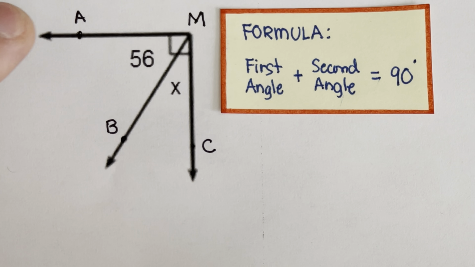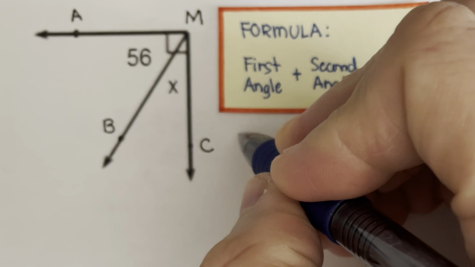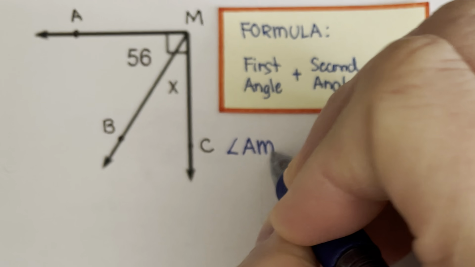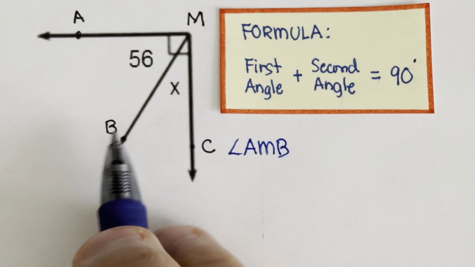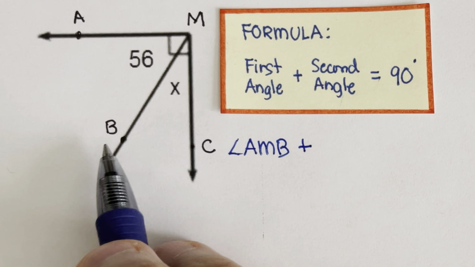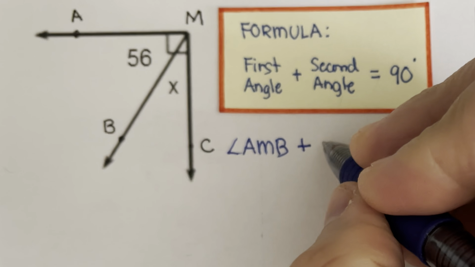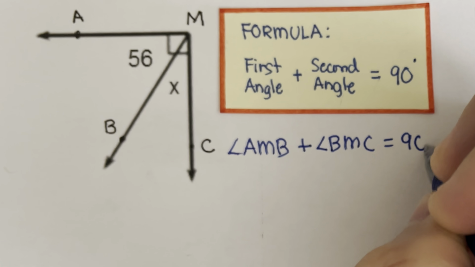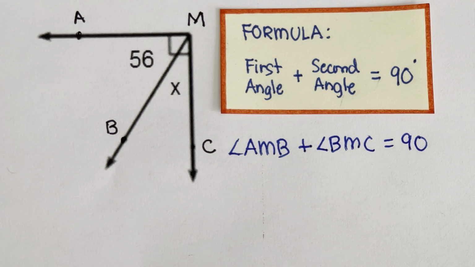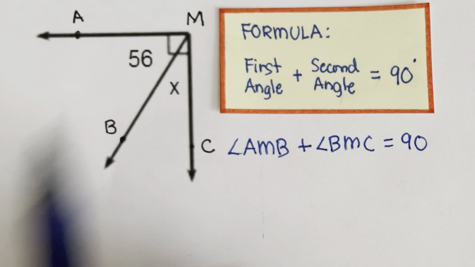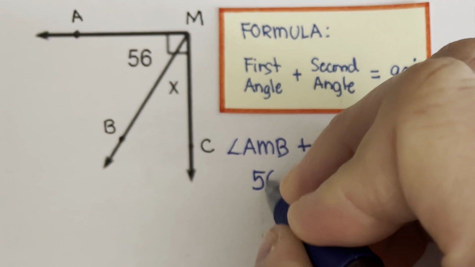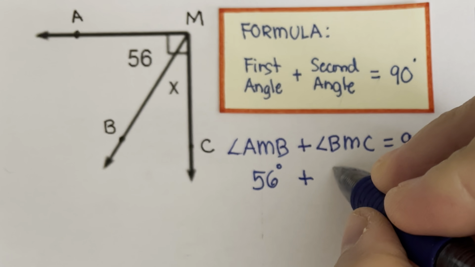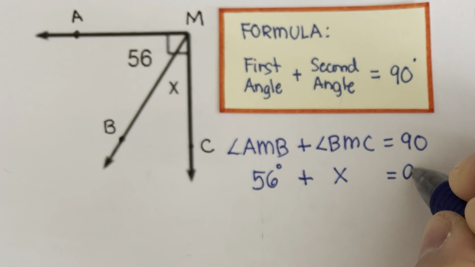Our first angle is AMB, so I can write that over here. That's angle AMB, this part right here, plus the second angle here is BMC. So that's angle BMC, and that is equal to 90. Let's plug in the values. The first angle is 56, so I'm going to write 56 degrees, plus BMC is x. So I'm going to write x right here, and that is equal to 90.